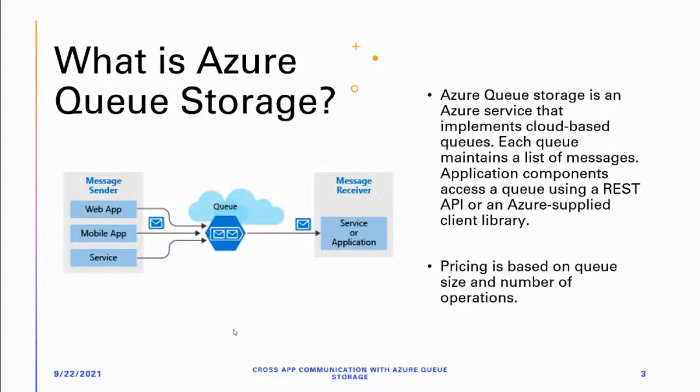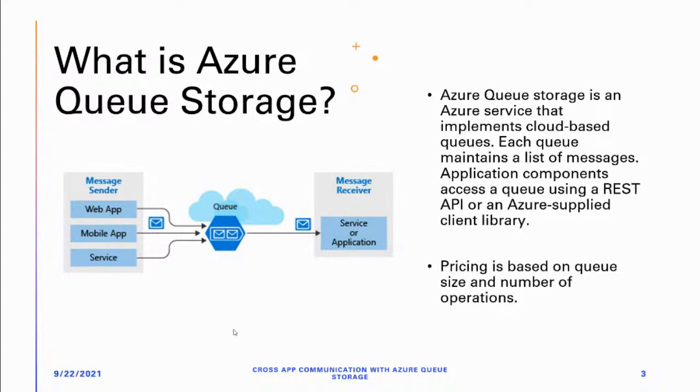So if you're a developer already, you should be familiar with utilizing an API to work with services. Or you can use an Azure SDK or Azure supplied client library. So on the left side, you see we have our sender. In the middle, we have our queue. And then on the right side, we have a receiver.